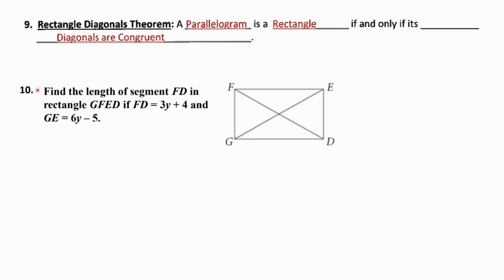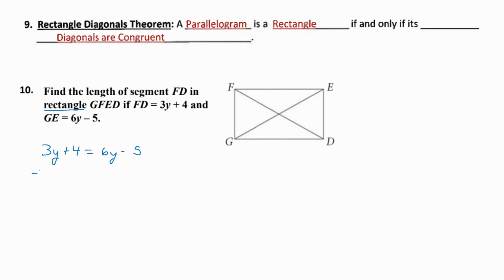So in this case, on number 10, it says find the length of segment FD, which is one of the diagonals in rectangle GFED. We're told that FD is 3y plus 4, and GE, which is the other diagonal, is 6y minus 5. So what we can do is, since we know this is a rectangle, that means that its diagonals are congruent. So I can set these equal to each other and say that 3y plus 4 is equal to 6y minus 5.